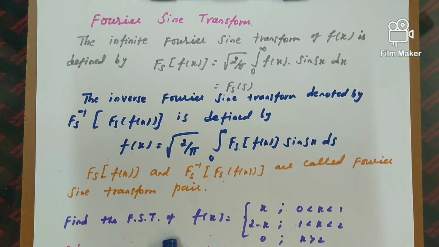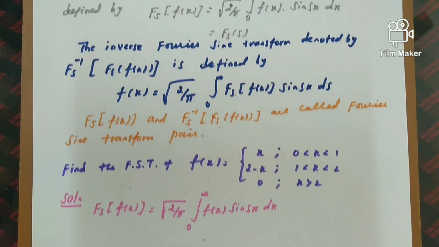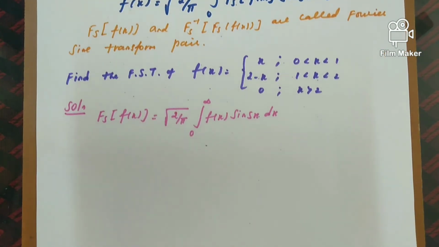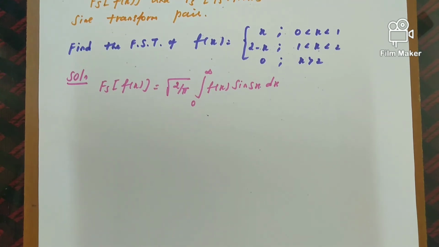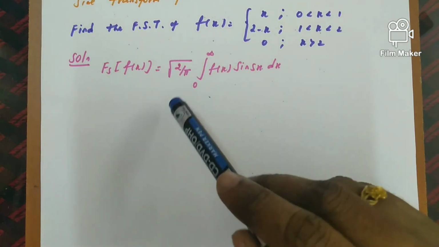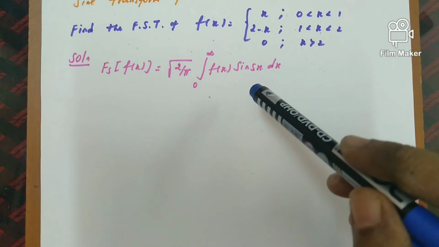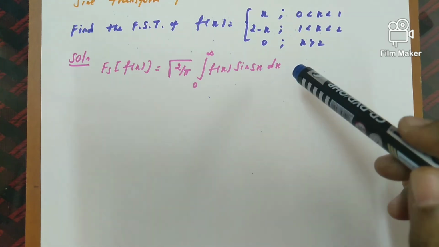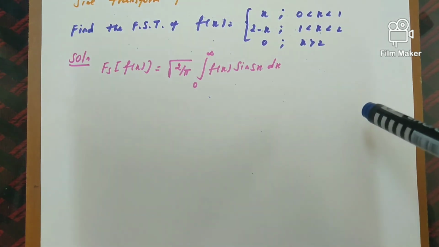Find the Fourier sine transform of f of x equal to x such that 0 less than x less than 1, 2 minus x such that 1 less than x less than 2, and 0 for x greater than 2. This is the question. So first we will write the Fourier sine definition. The formula is root of 2 by pi integral 0 to infinity f of x sin sx dx. So the limit for the sine transform is integral 0 to infinity.